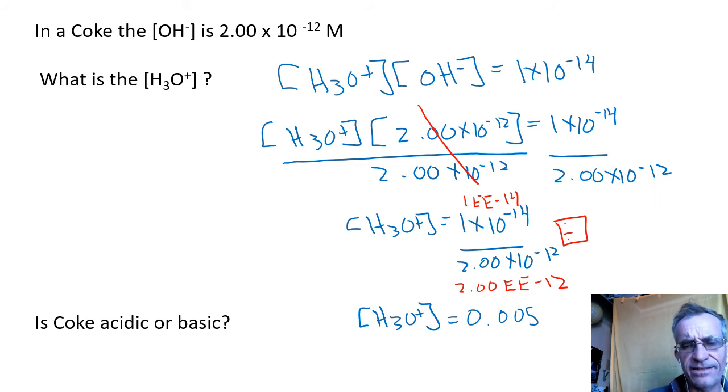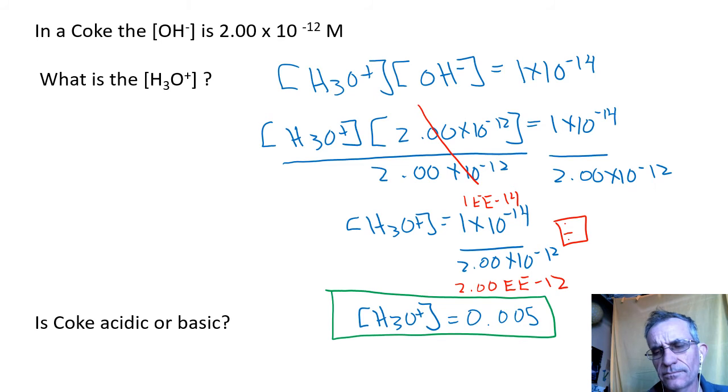All right. So there is a second question on here, right? We just figured out the amount of hydronium. That was this number right here. Now, based on what we've calculated, I want to know whether this Coke is acidic or basic, or it could be neutral, I suppose. So which one is it?